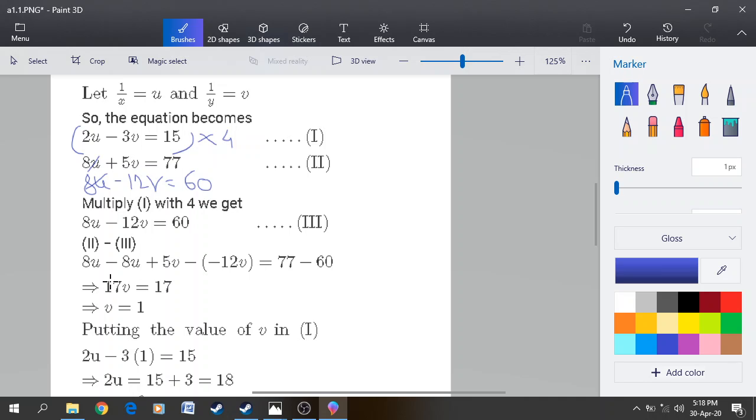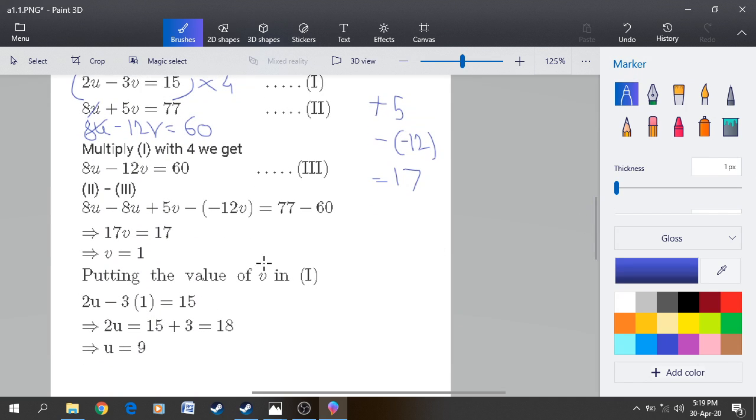Now 5v minus minus 12v, minus minus becomes positive, so it will be 17v. 17v is equal to 70 minus 60, which is 10. Sorry, so v is equal to 1. We got the answer, v is equal to 1.